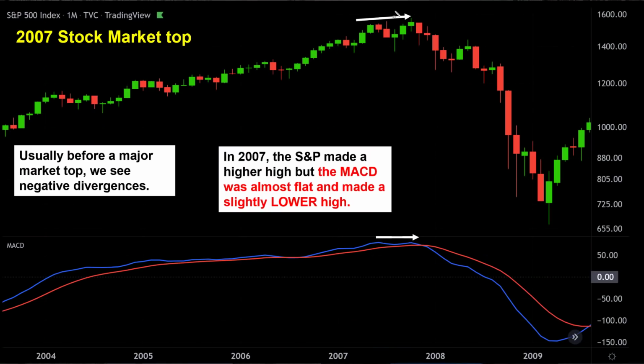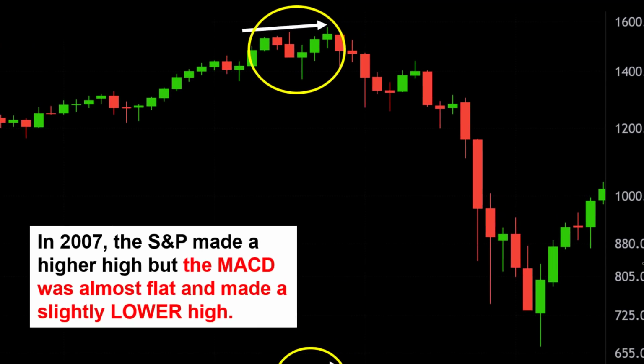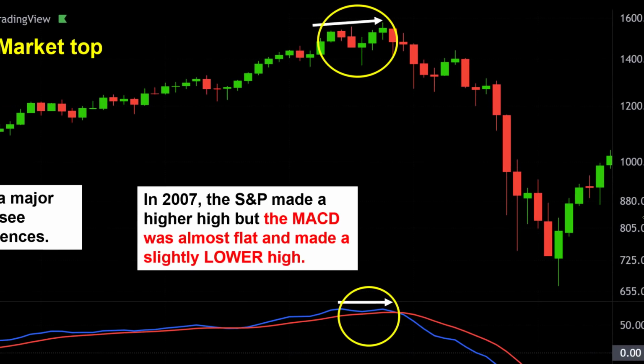Now notice in 2007, before the major bear market crash started, you had a negative divergence. Notice what the market did. The S&P rallied and made a higher high, but did the MACD make a higher high? No, it did not. The MACD actually was kind of flat. As a matter of fact, the MACD made a slightly lower high. So there you have a negative divergence on the monthly chart of the S&P before a major market top and the start of a downtrend.